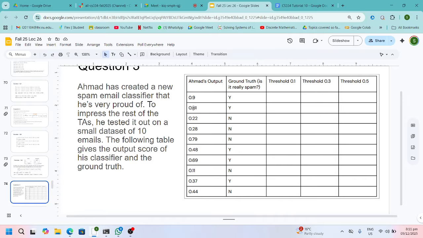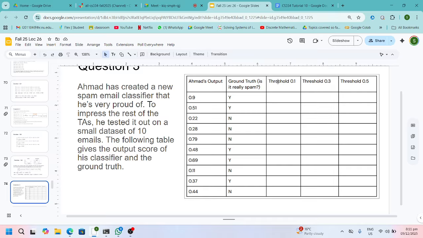Okay, for every single data point, this is Ahmed's output. Like we saw, after applying sigmoid, your output is going to be bounded between 0 and 1. This is given to you as the ground truth. Is the email really spam or not? So for ground truth, either you have y or you have n available to you. Y means, well, obviously 1 and n means 0. This represents your 0 1 classes.